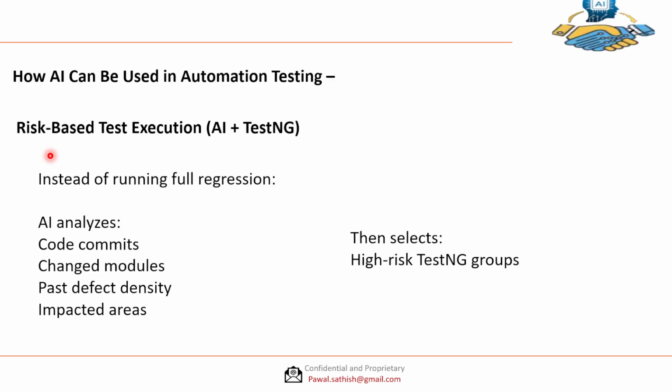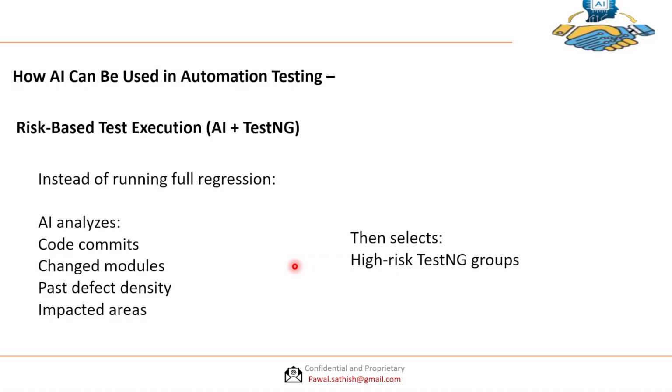The next use of AI in our automation is risk-based test execution. This is very important and it saves our execution time a lot. Instead of running the full regression, what is AI doing? AI analyzes code commits, module changes, past defect density, and impacted areas, and then selects the high-risk test modules or scripts.